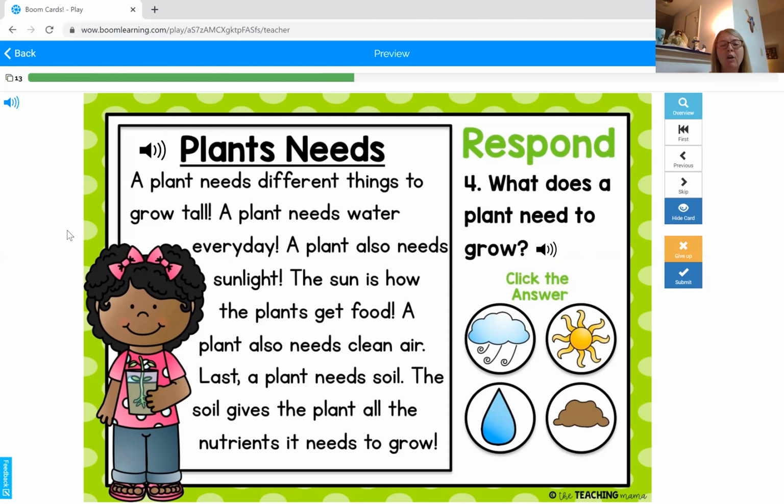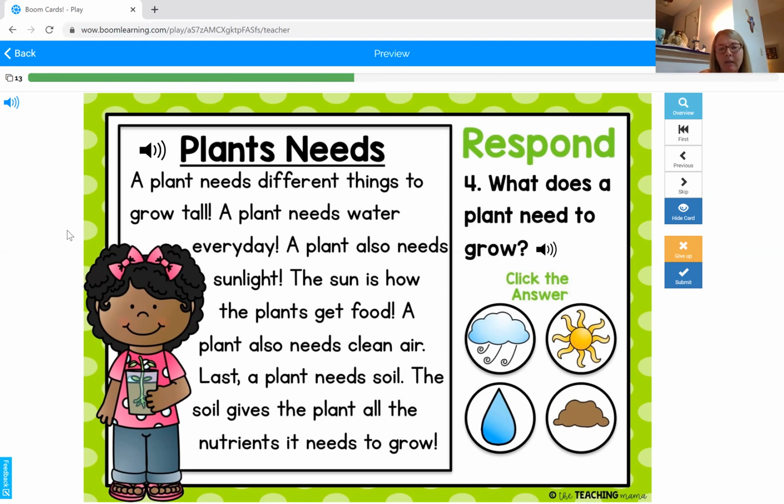Okay, so we know that a plant needs water every day, and it needs sun to grow, and it needs air to breathe, kind of like how we need air to breathe as well. And the soil gives it all the nutrients it needs to grow. So the question is, what does a plant need to grow?